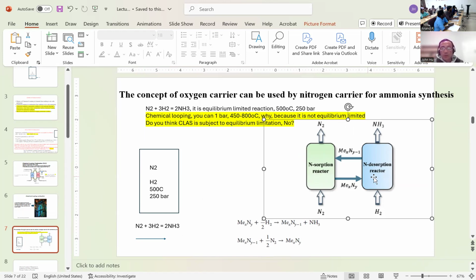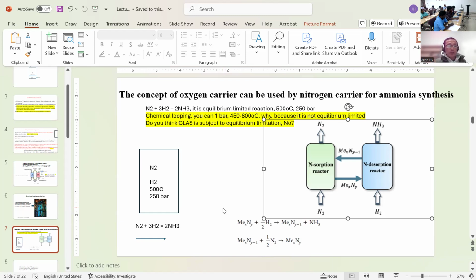But when you separate them, they are not. So that's why you can operate at 1 bar and at temperatures between 450 and 800 degrees C. The temperature range depends on how active your metal nitride is. So the more active, the lower the temperature. Make sense? Does anybody have any question?